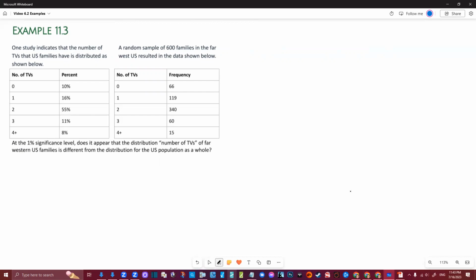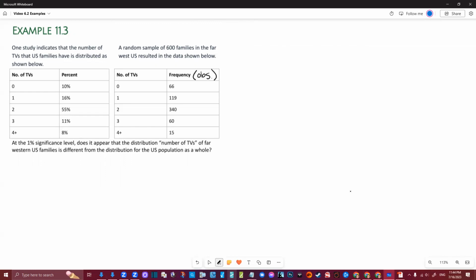And before we start, we have to identify our observed, we have to identify our expected, we have to identify our degrees of freedom. I know that observed comes from sample data. So this column of frequencies that came from that 600 families, that's my observed data. So this right here is what I'm entering in the calculator. And the number of TVs are then my categories, 0, 1, 2, 3, or 4 or more.